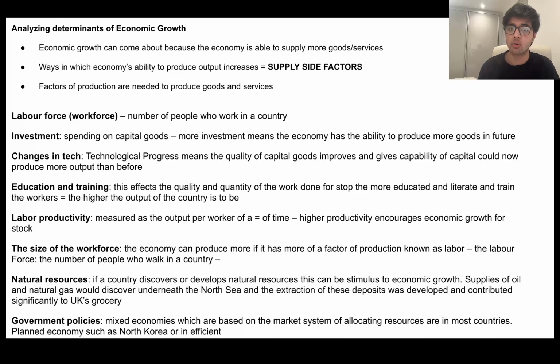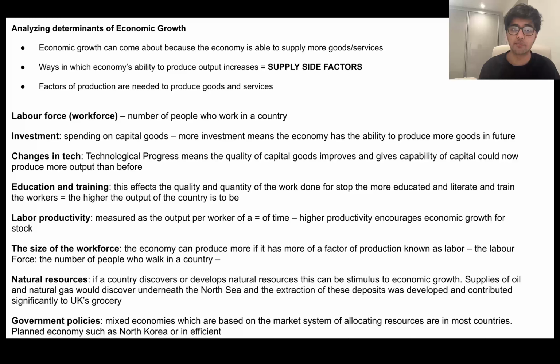Now everything in bold is clearly listed on the specification, and I'm going to show how it can lead to economic growth. The labour force is the number of people who work in a country, and more people means more people are working, which can lead to more supply and more output. Investment refers to spending on capital goods. More investment means the economy has the ability to produce more goods in the future.